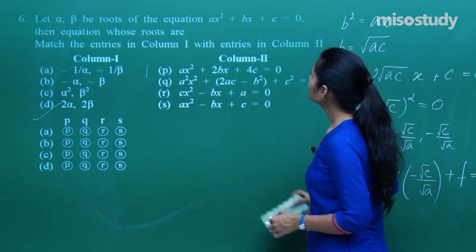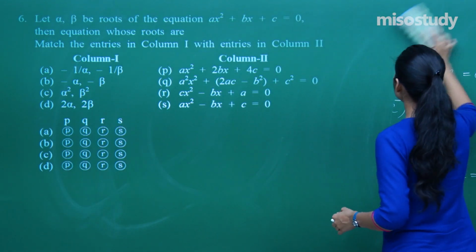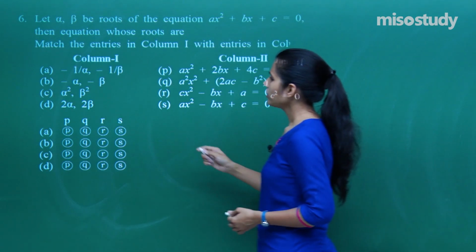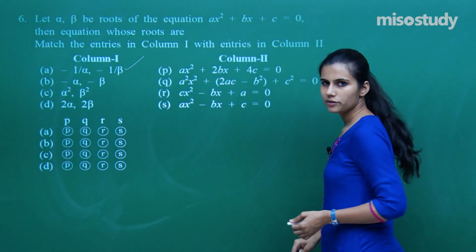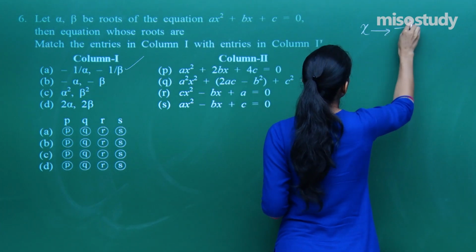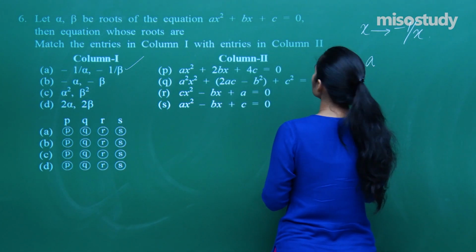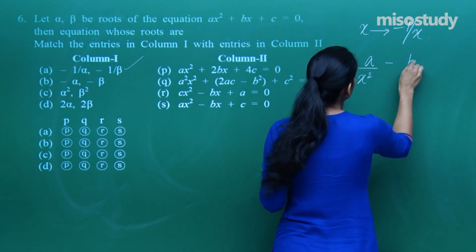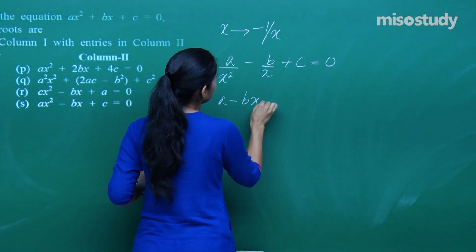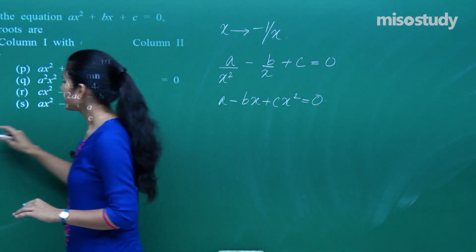Then you have alpha and beta, the roots of this equation, then equation whose roots are the respective ones given in the first column is what? Let's see. You know this transformation. If you want an equation whose roots are minus 1 by alpha, minus 1 by beta, negative of the reciprocal of the roots of the given equation, you basically replace x by minus 1 by x in this equation. So it is a into minus 1 by x whole square, which is a by x square, minus b by x plus c is 0. So you get a minus bx plus cx square equals 0. That is cx square minus bx plus a, so a gets matched to r.